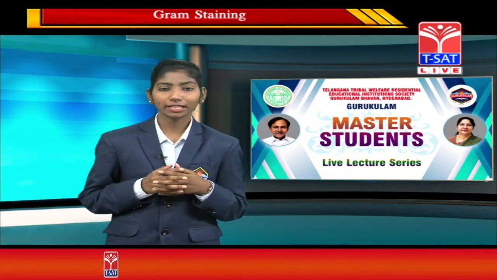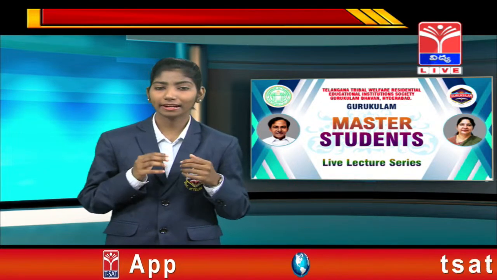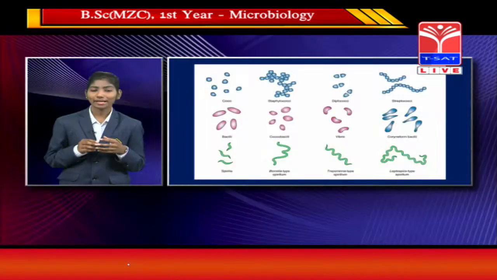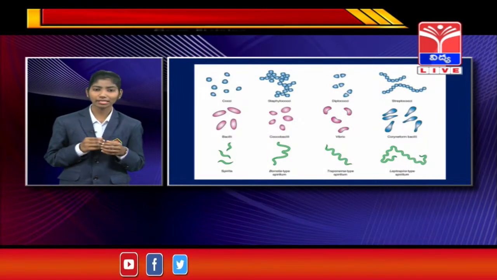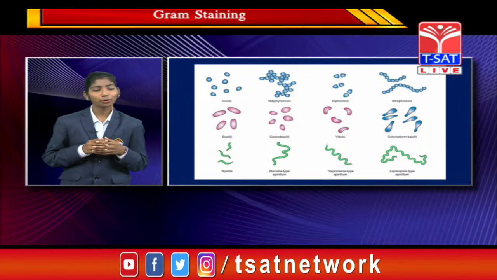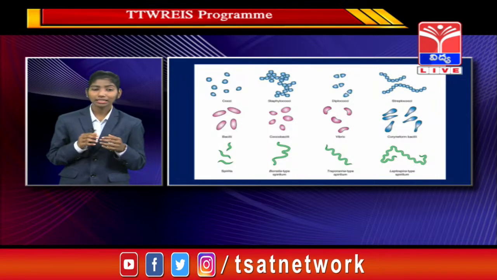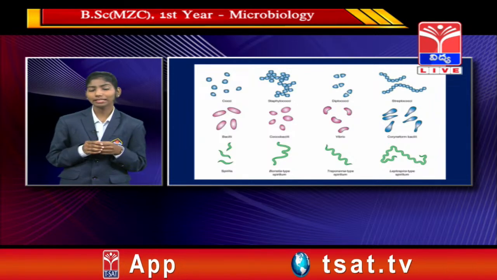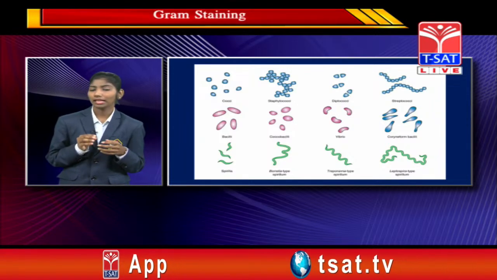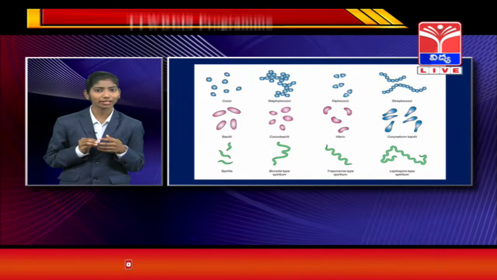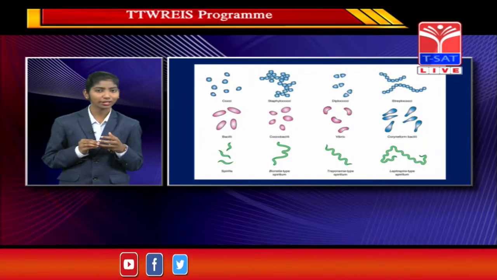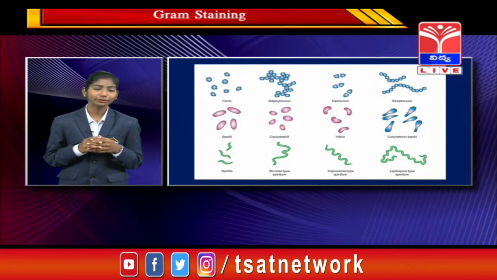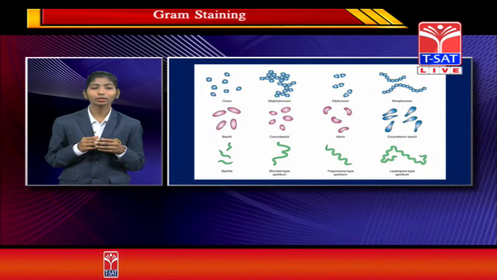So, what are the different types of bacteria we have, friends? There are 4 different types of bacteria. They are cocci, bacilli, spirillum and vibrio. So, under cocci, based on arrangement, they are again divided into 4 different types. They are namely, the first one is monococcus, the second one is diplococcus, the third one is streptococcus and the last one is staphylococcus.